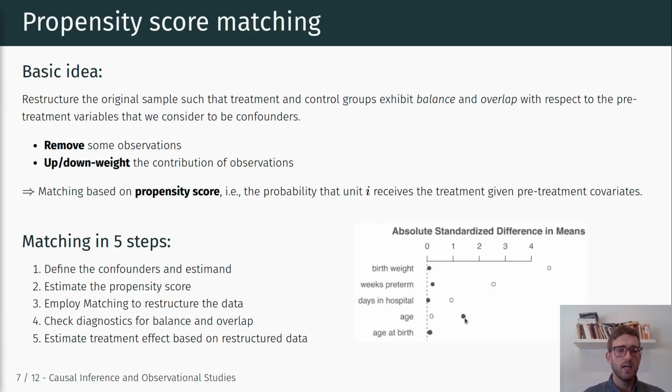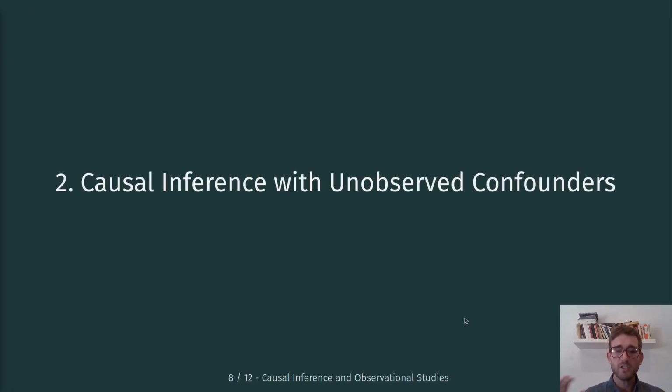As I mentioned, that's the overview of causal inference with observed confounders, where we have all our potential confounding factors measured and accounted for. And now in the next video, I'm going to talk about causal inference with unobserved confounders, where we didn't measure all of these factors that impact both treatment assignment and the potential outcomes themselves.